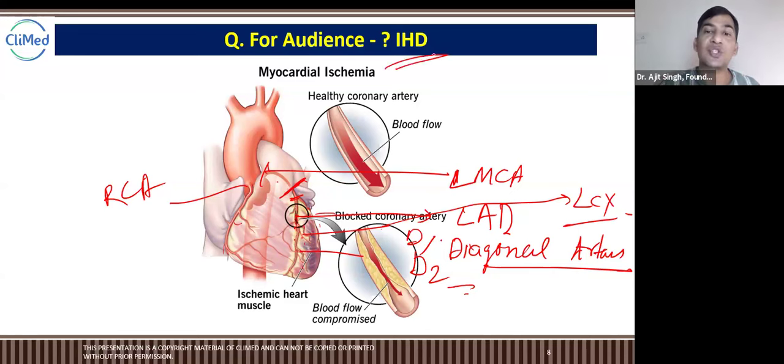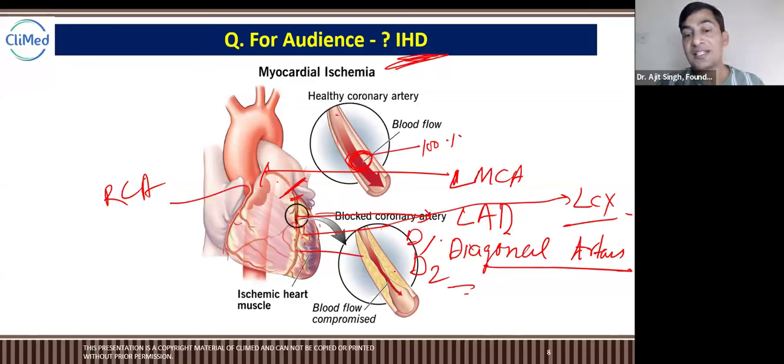Now I'll come to the IHD. I mean, it was just a little anatomy about the coronary arteries. Now I'll tell you what is exactly the IHD. See, this is a normal coronary artery where blood flow is 100%. This is the circumference of the coronary artery, and blood flow is 100%. Okay, now you look at this.